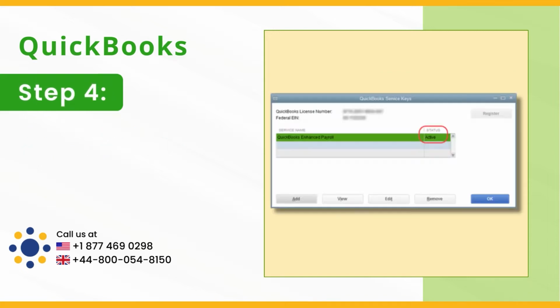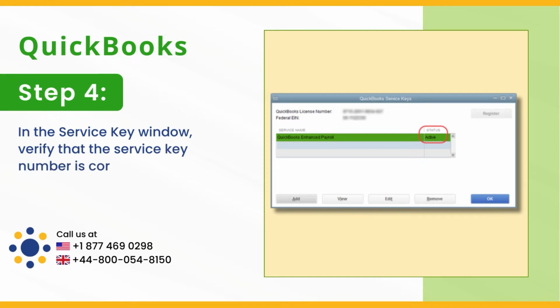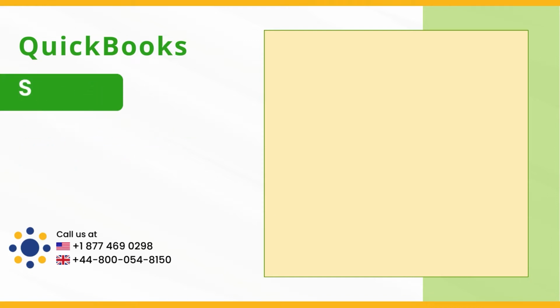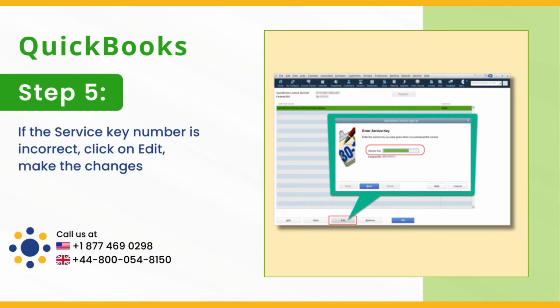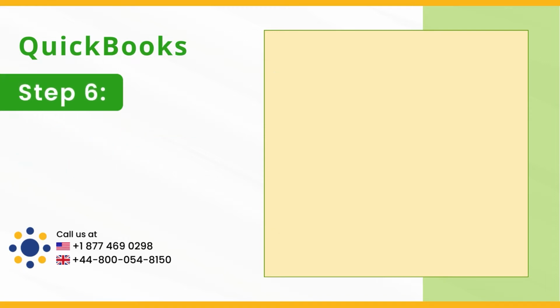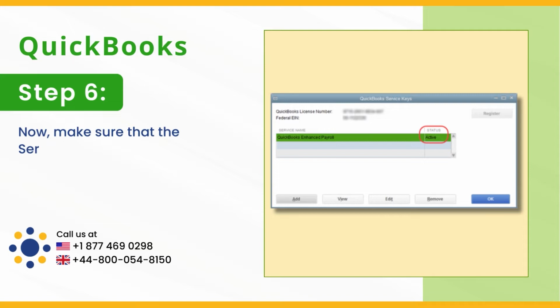Step 4. In the Service Key window, verify that the service key number is correct. Step 5. If the service key number is incorrect, click on Edit, make the changes, and click on Finish. Step 6. Now, make sure that the service name is correct and the status is active.